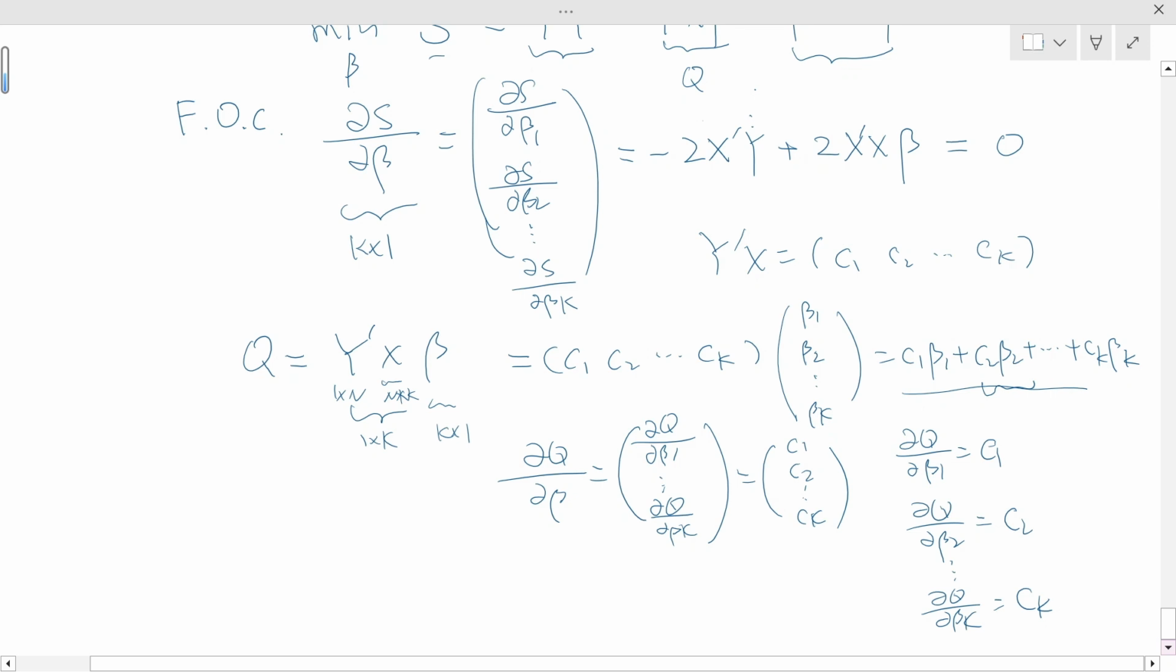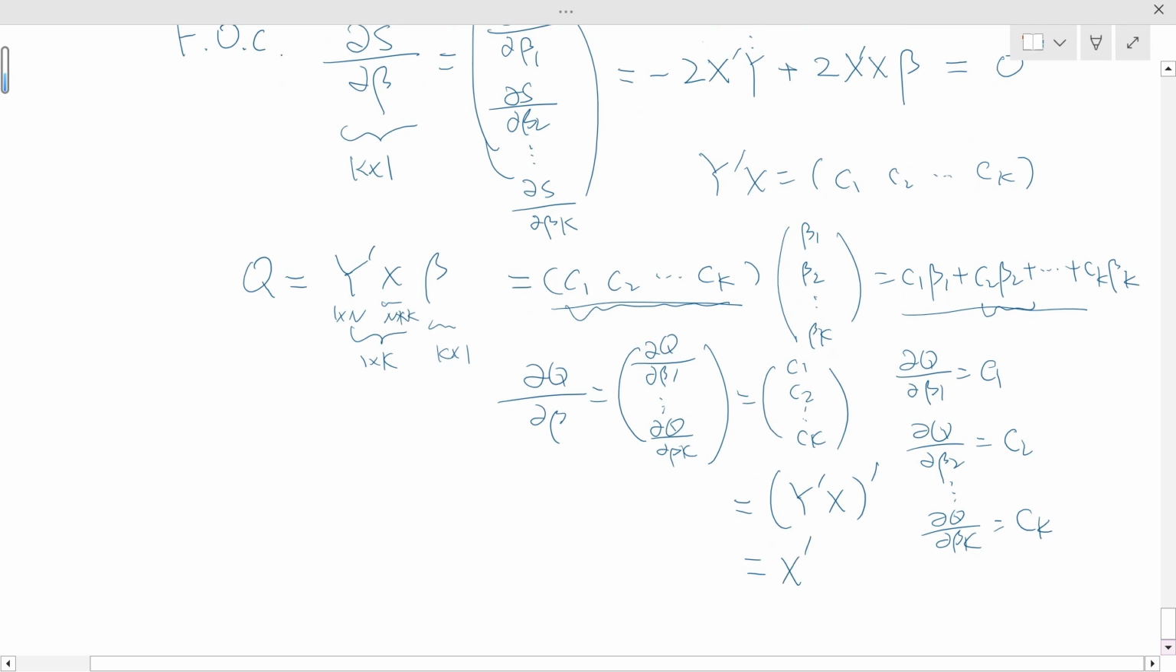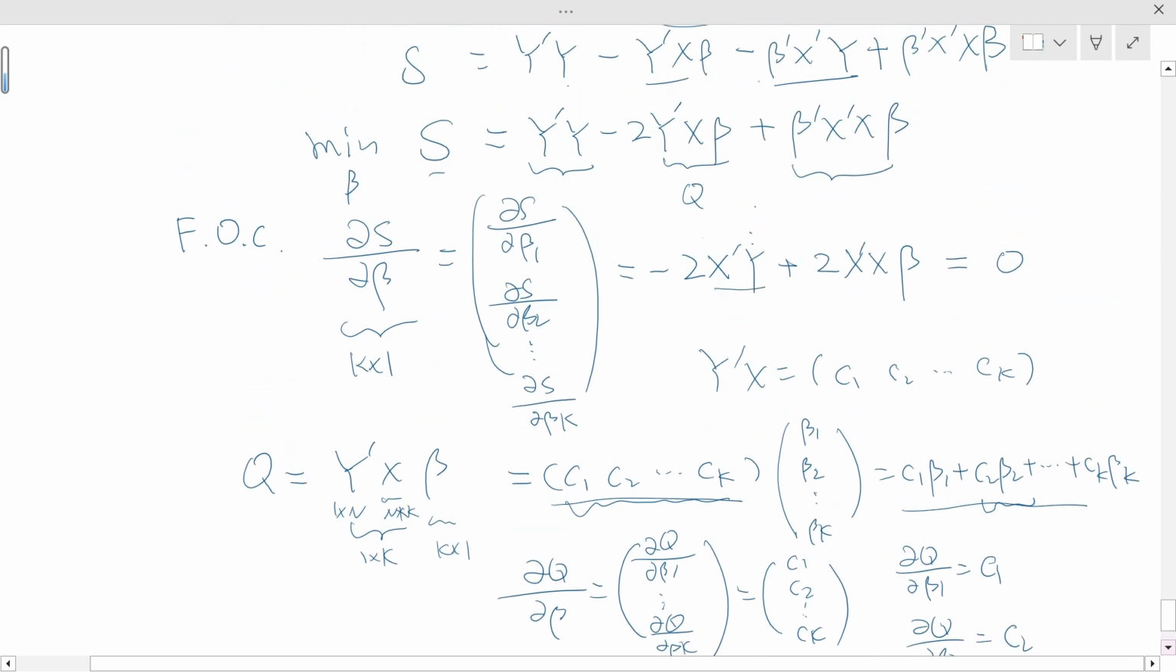And you should know that now this is the transpose of this. Okay, so this k by 1 column vector is the transpose of this 1 by k row vector. So it's equal to y prime x transpose, and that's just x prime y. Okay, that's why we have x prime y here, and we have 2 here, which is a constant, so it's still there. Negative 2 still here. So now we see how to differentiate these terms with respect to beta.